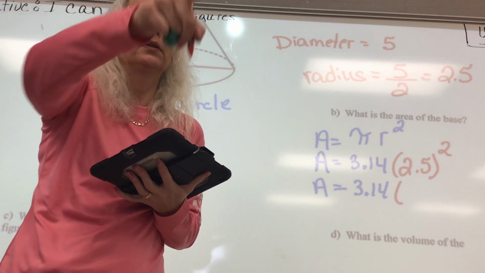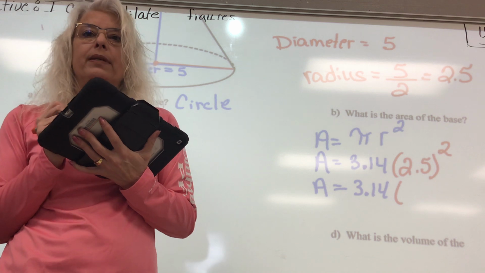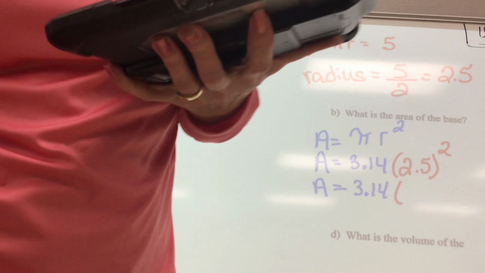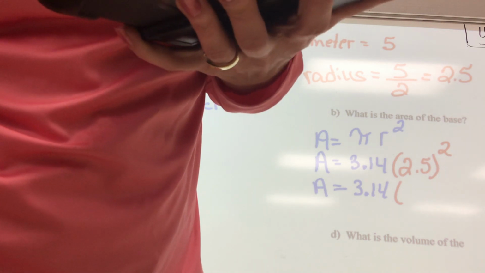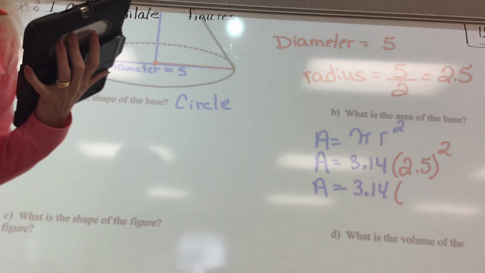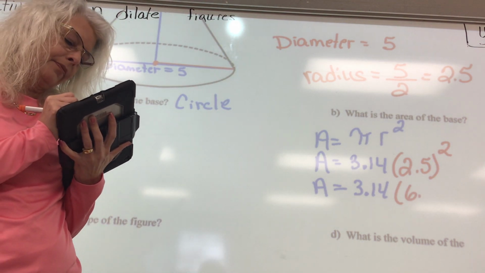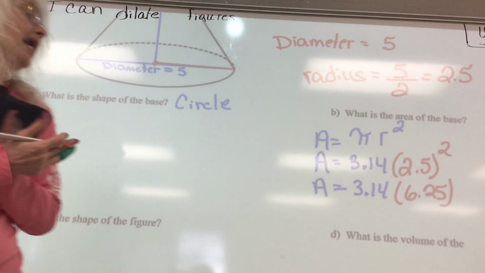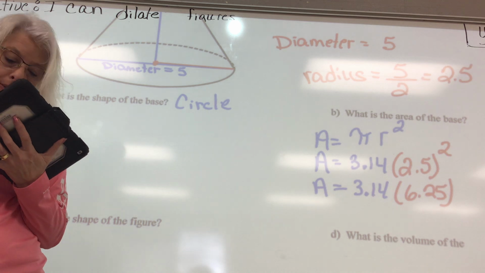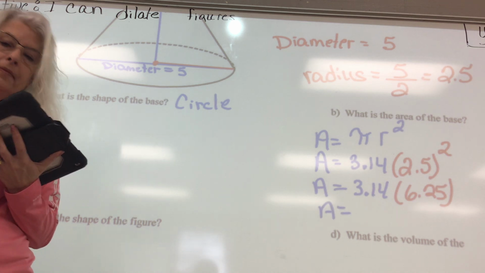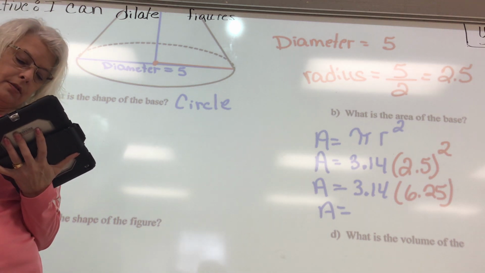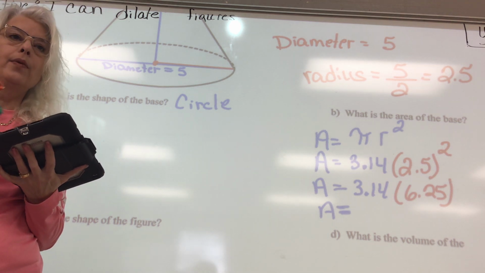What do you get? 2.5 squared. So raise it to the second power. 6.25. Now, what do I need to do to my two numbers? Now I multiply. And what do you get, Aaron?